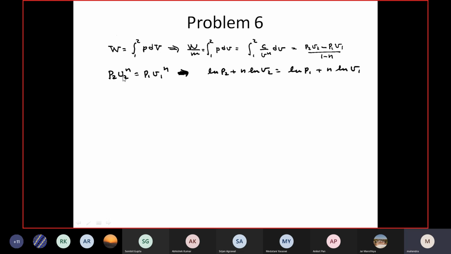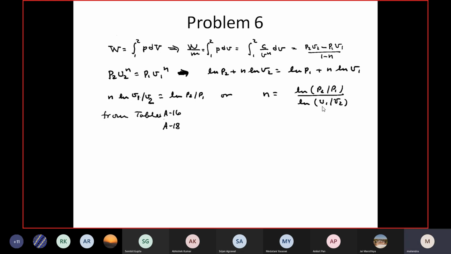The n value we calculate by this method. P2 V2 to the power n equals P1 V1 to the power n. Applying logarithms on both sides, separating and rearranging, n equals ln of the pressure ratio divided by ln of the volume ratio. These are the values we are taking.